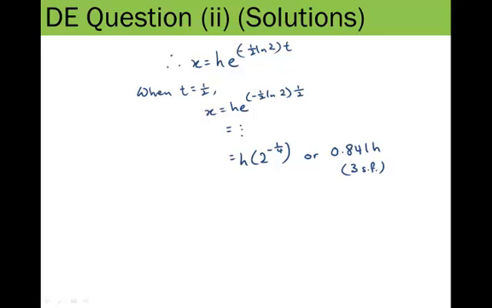So this is the solution for part 2, and part 2 in particular is a typical differential equations question where first of all we need to formulate the differential equation, solve for the general solution, given extra information, find the particular solution, and eventually, in particular in this case, find the value of x when t is equal to half.